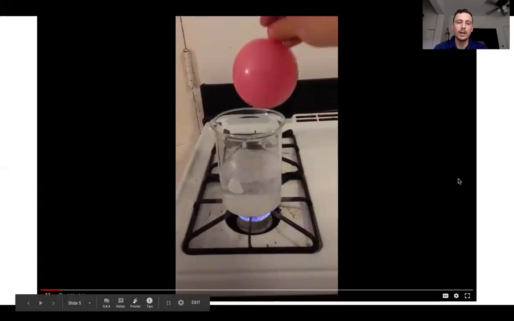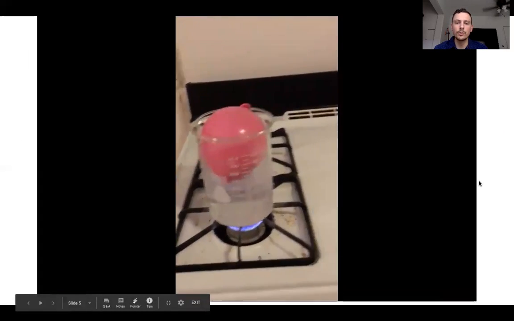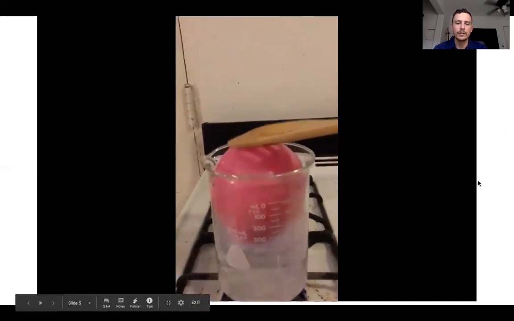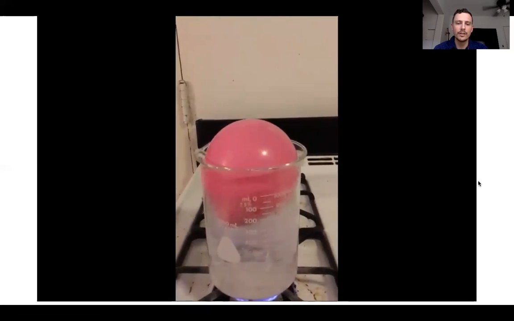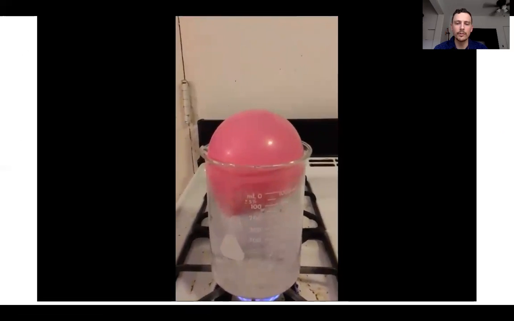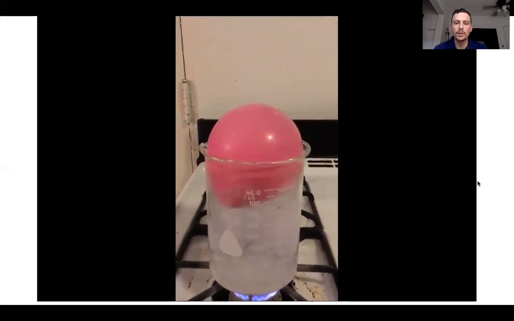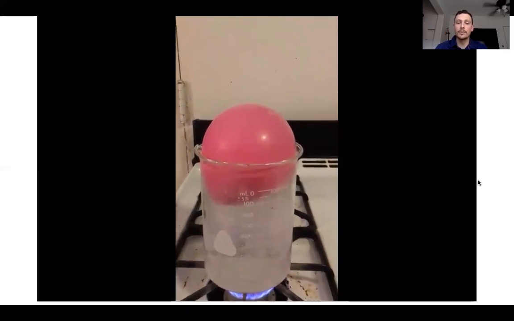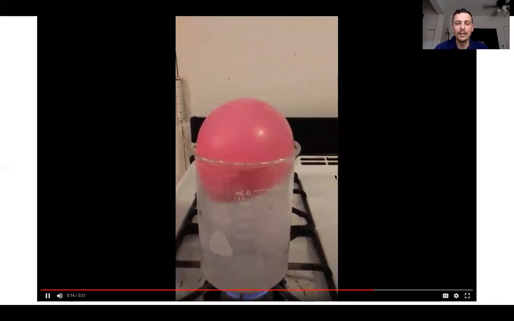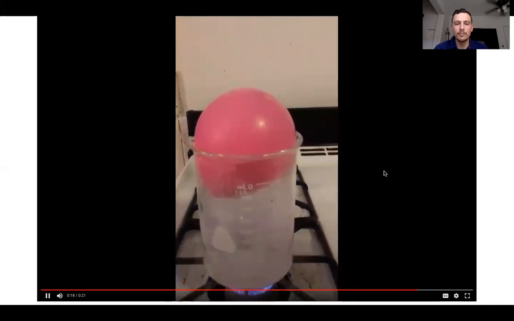So I boiled some water, I put a balloon in the water, and you'll see as it heats up, the balloon gets notably bigger, right? The volume inside the balloon increases. It's now filling up the entire sides of my beaker here, and it keeps getting bigger.